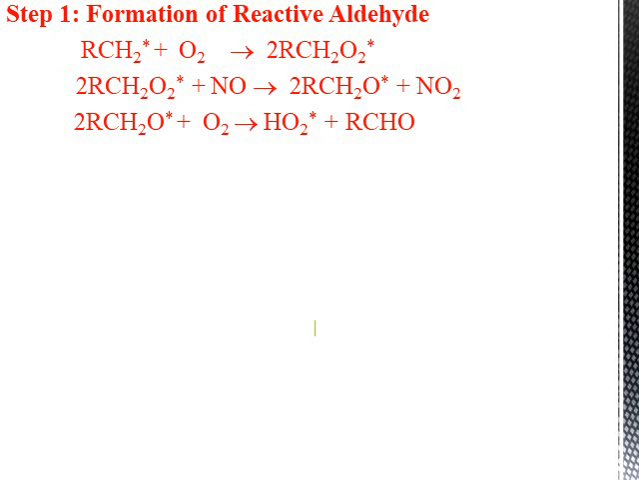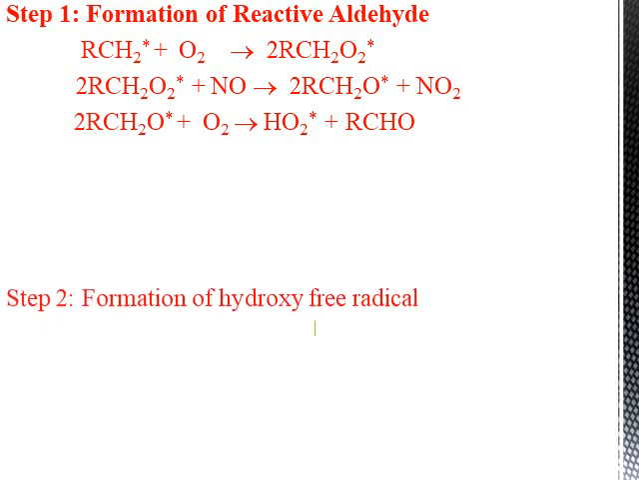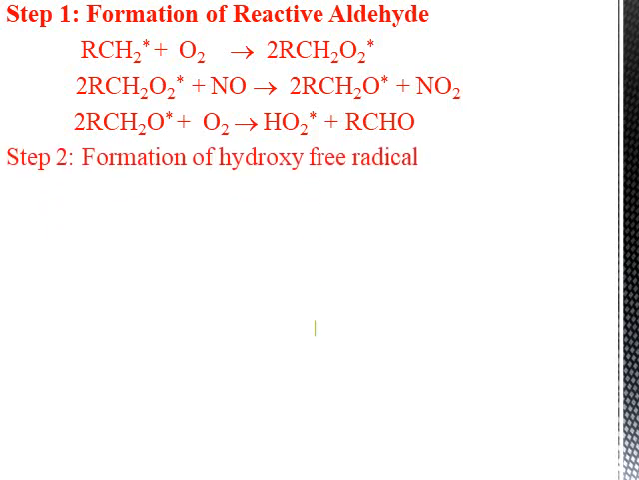The alkyl free radical reacts continuously with oxygen and nitrogen monoxide and forms a reactive aldehyde. Now in the second step, the formation of hydroxy free radical. This HO2 dot free radical reacts with the available nitrogen oxide and forms a hydroxy OH dot plus NO2. So this is also one of the free radicals formed during the reaction with nitrogen oxide.